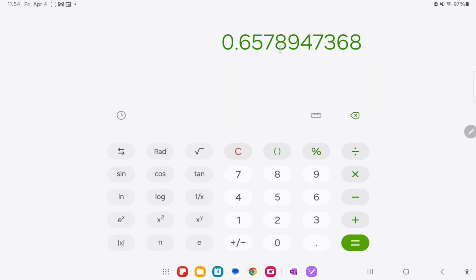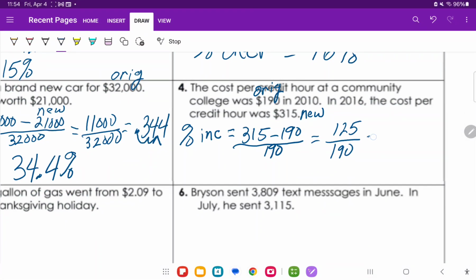So if we go right here, the 8 will cause the 7 to round up. So it's 0.658. Move the decimal 2 places. 1, 2. So now it's right there in that spot. So my percent of increase is 65.8% right there.